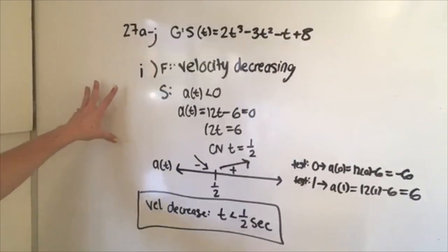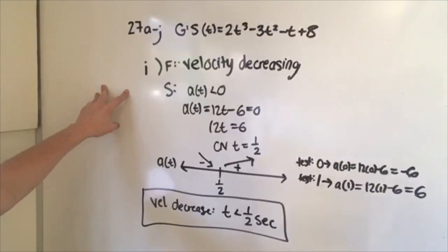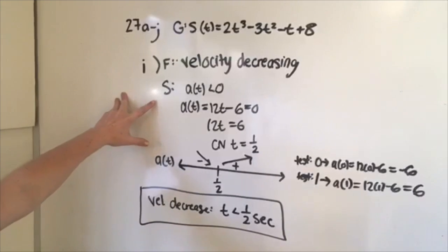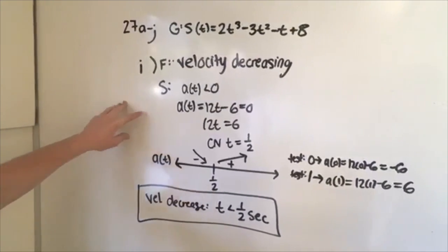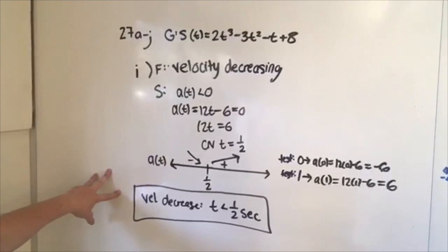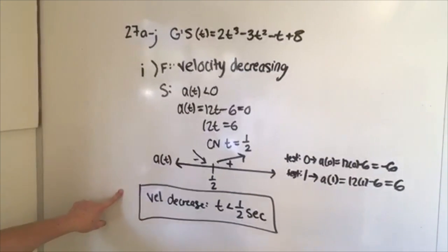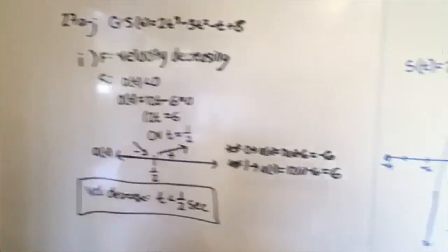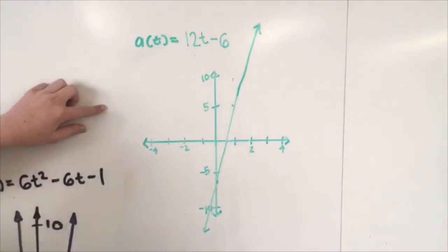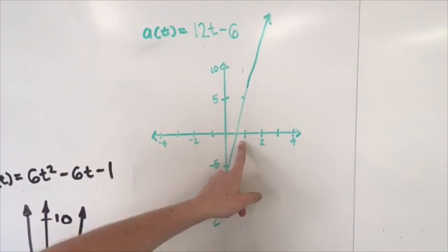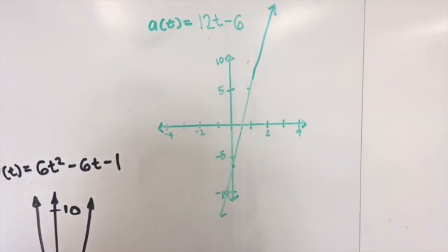For part I, we had to find when the velocity is decreasing. So we know that means when acceleration is less than 0. With the number line, we found that velocity decreases whenever the time is less than 1/2 second. If we go back and look at the graph, you can see that at any time less than 1/2 second is a decreasing velocity.